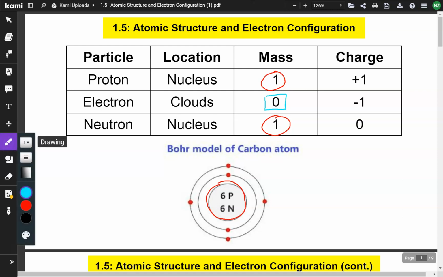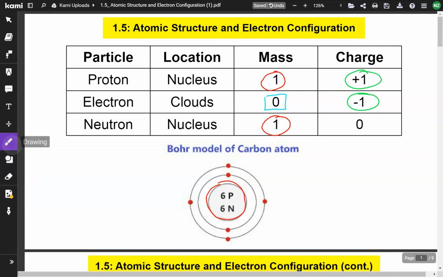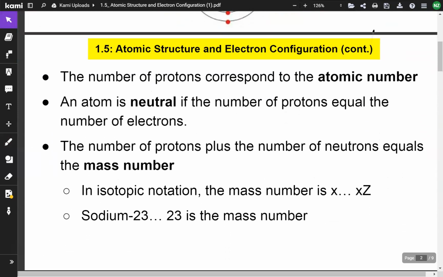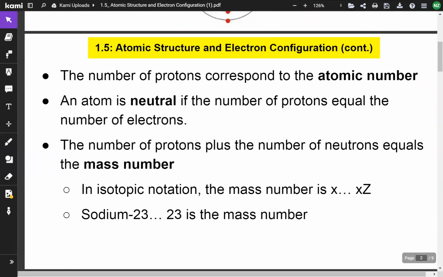Now our protons and electrons have a charge. Protons have a positive charge, electrons have a negative charge. Neutrons, neutron looks like the word neutral, neutrons do not have a charge. So that should hopefully be a recap from Chem 1 or honors chemistry. A couple things we need to just review here.